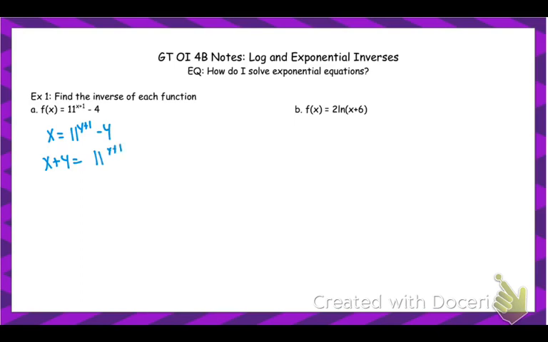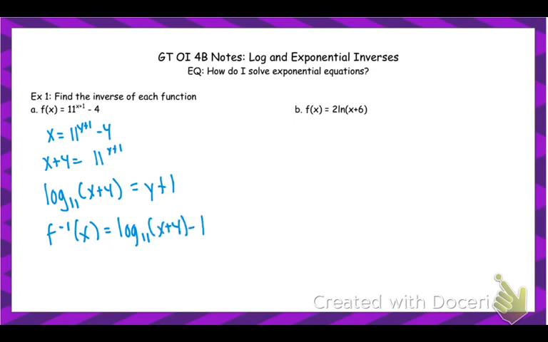Now, I know you can solve this by taking the log of both sides, but because later on we're going to be graphing these, it's going to be really hard to graph it if we take the log of both sides, because it's not going to be something you're used to seeing. So I'm going to rewrite this as a log. So this would be log base 11 of x plus 4 is equal to y plus 1. And it's going to make this much easier to graph. So now my inverse, all I would have to do is subtract 1. So this would be log base 11 of x plus 4 minus 1.